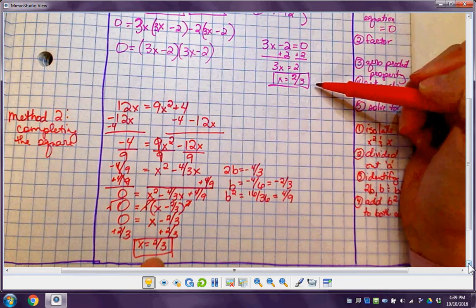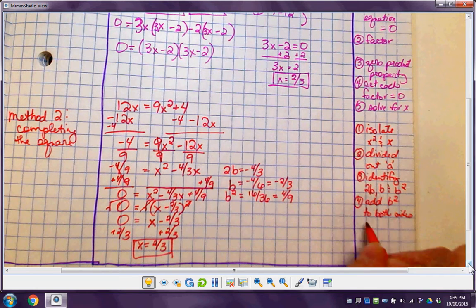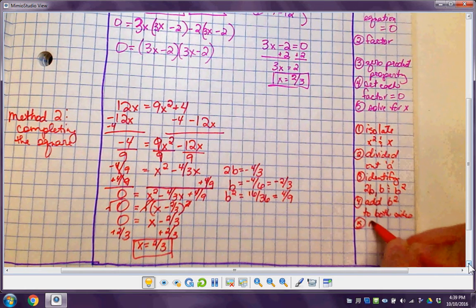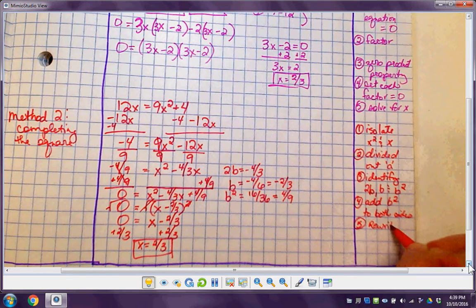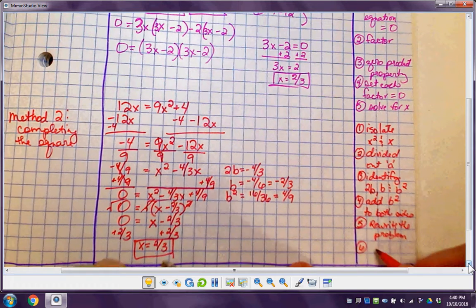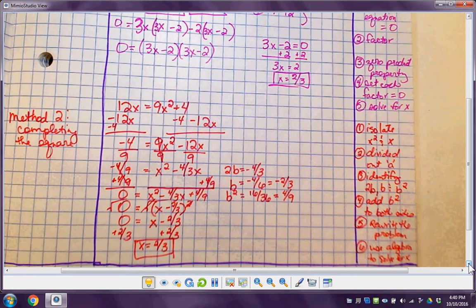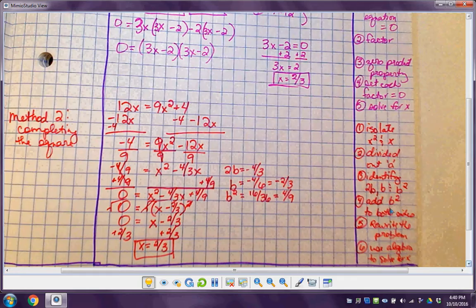Both times, 2/3. So let's add this last step. After you add b squared to both sides, rewrite the problem, and then the last step is use algebra to solve for x. All right, we'll talk more about this tomorrow.